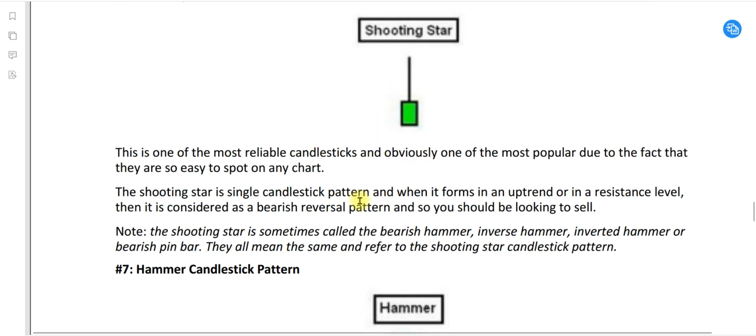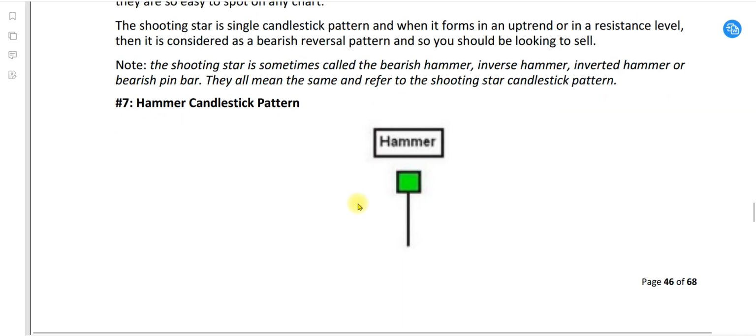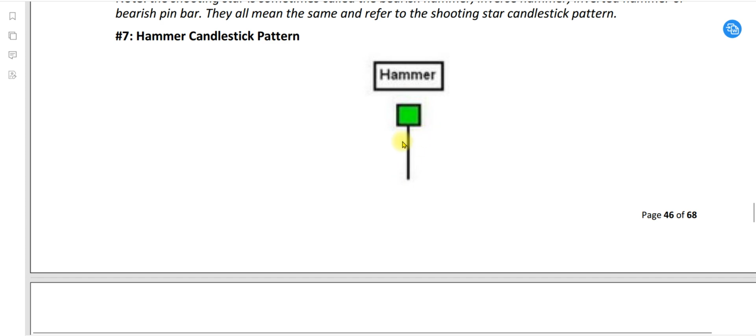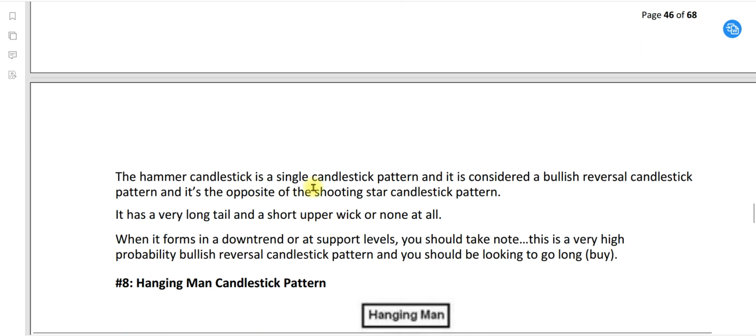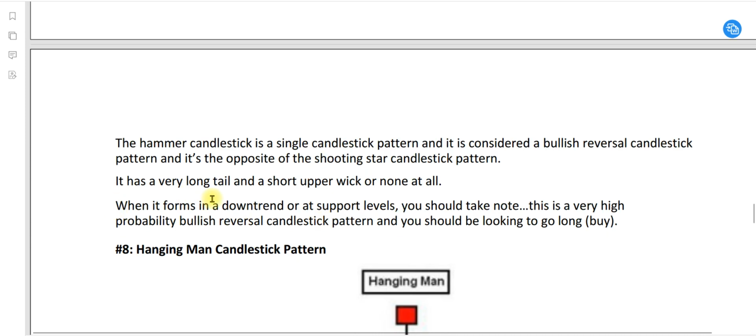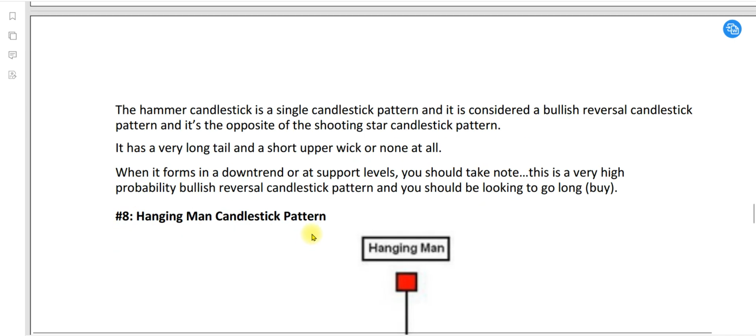Then the opposite of the shooting star is the hammer candlestick pattern. You can see the formation. It actually looks like a hammer. So whenever we see this, let's say at the support zone, it is telling us that the buyers are pushing the market upward. They are applying pressure on the sellers. So this is signaling to us that we might be ready to take a buy. Whenever it forms in a downtrend or at a support level, you should note that this is a very high probability bullish reversal candlestick pattern. So whenever we see this, we should be looking to buy.